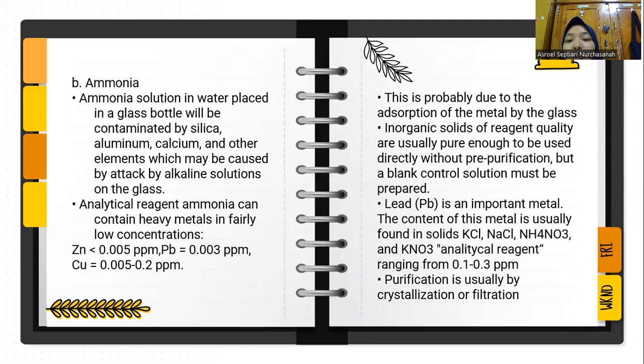Inorganic solids of varying quality are usually good enough to be used carefully without pre-purification, but a blank solution must be prepared. Pb is an important metal. The content of this metal is usually found in solid KCl, NaCl, NH4NO3, and KNO3, in analytical reagents ranging from 0.1 to 0.3 ppm. Purification is usually by crystallization or filtration.